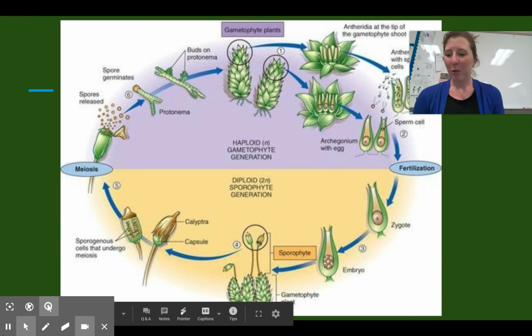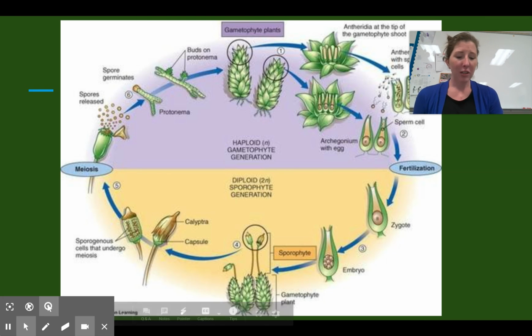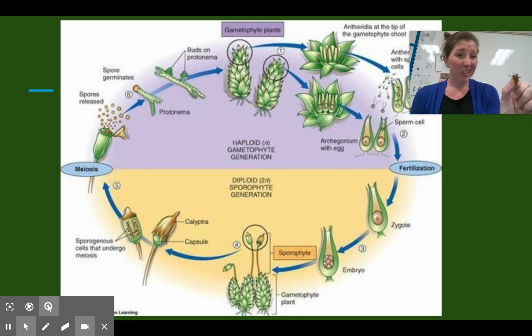Good luck. Hope you enjoy, and make sure you get outside and take a look for some mosses. If you haven't finished your nature journal yet, or you want to add another page, go outside and take a look at some moss. There's definitely some around your house. Enjoy.